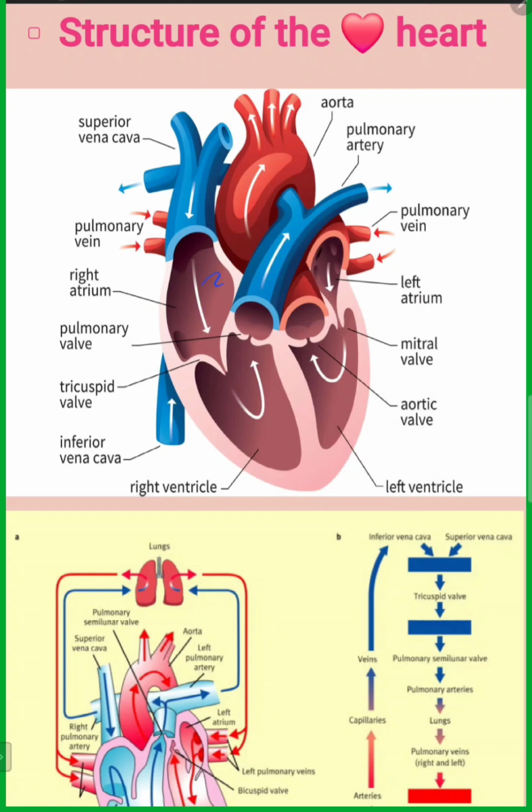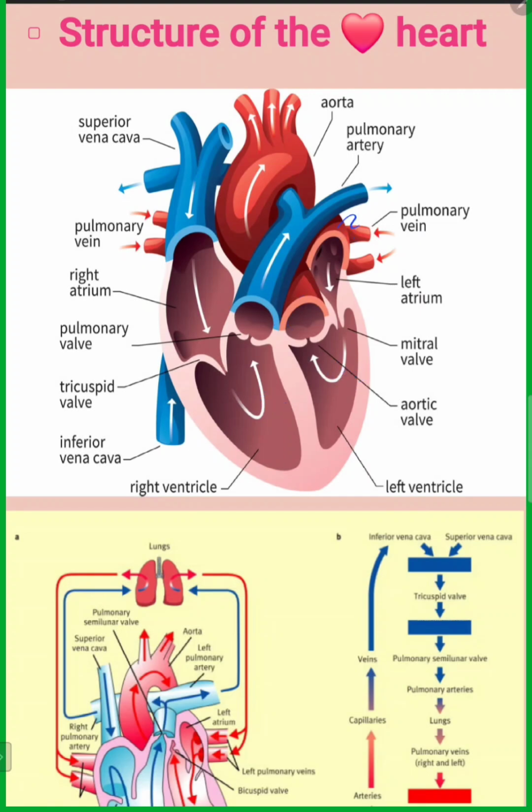The first chamber is the right atrium. The second upper chamber is the left atrium. The third one is the right ventricle, and this one is the left ventricle.